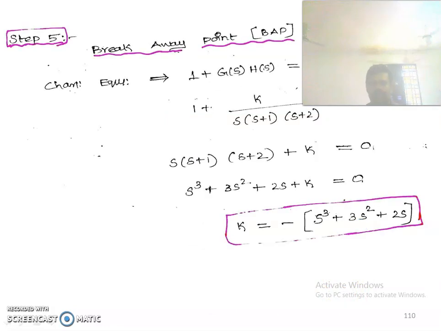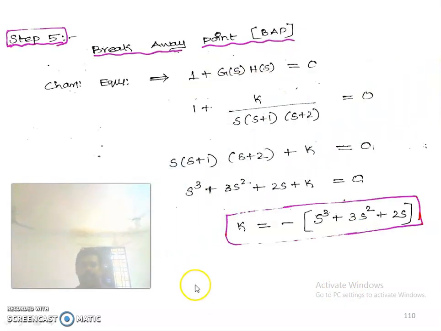After finding the angles of asymptotes, now we are going to find the breakaway point. In order to find the breakaway point, first we find the characteristic equation. What is the characteristic equation? The characteristic equation is 1 + G(s)H(s) = 0. In the question they have given the value of G(s)H(s). Now we substitute it and find the characteristic equation.